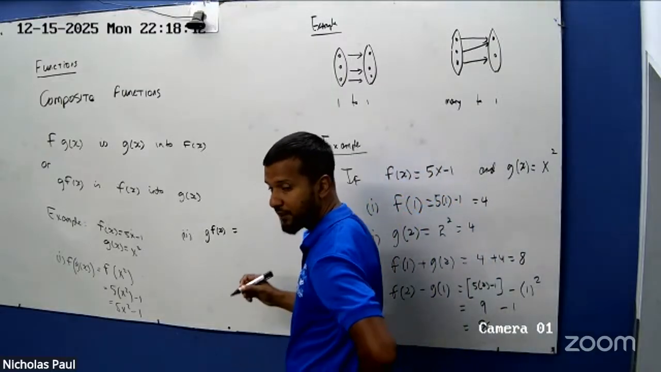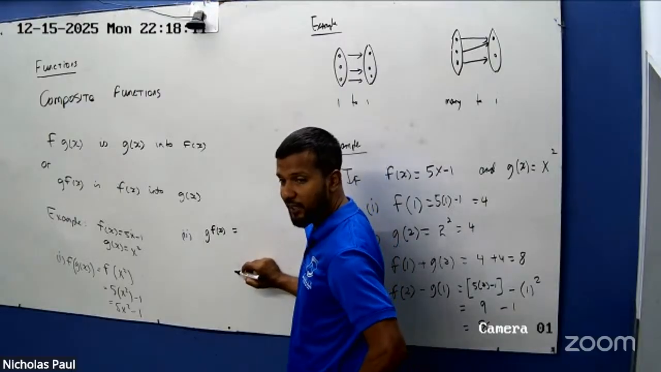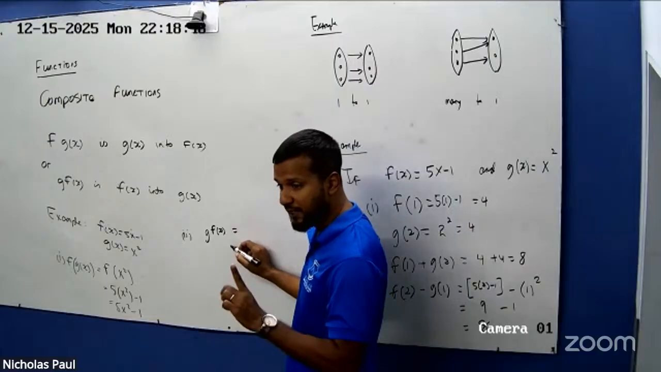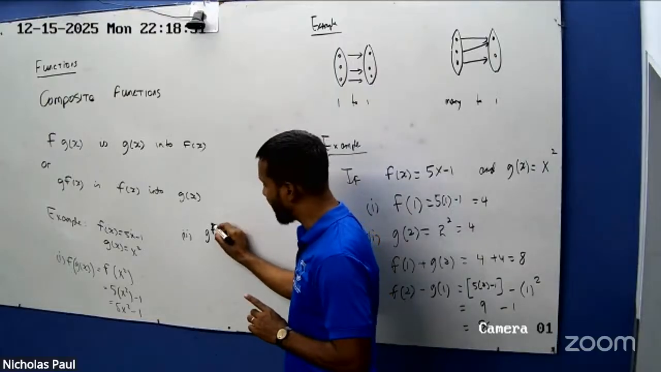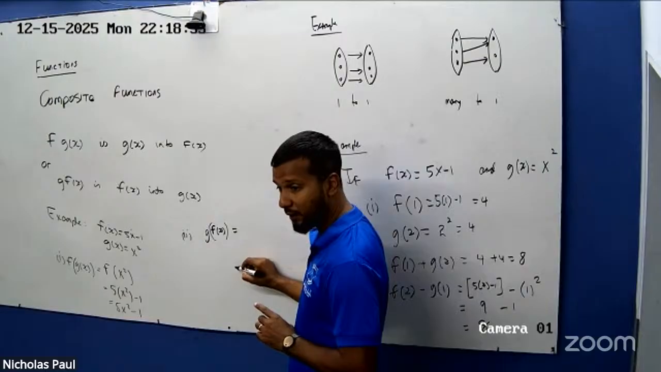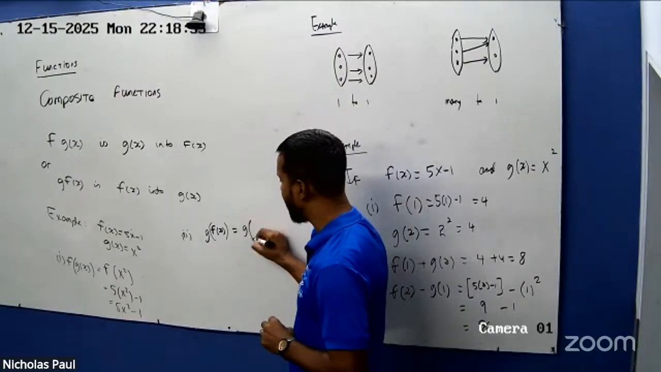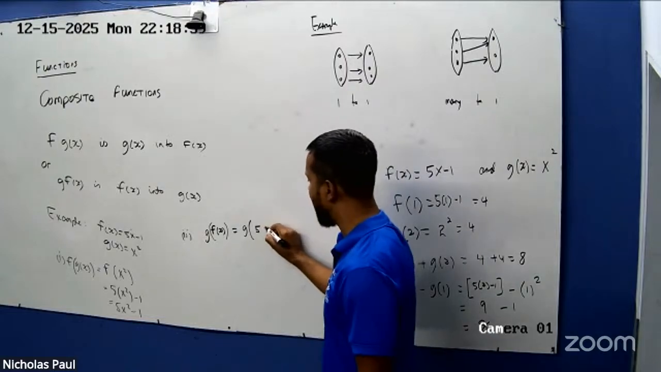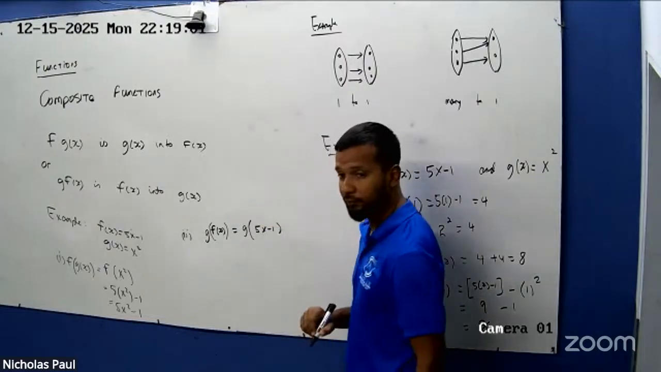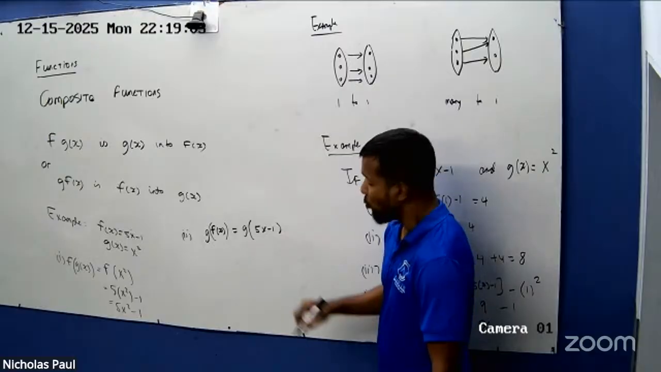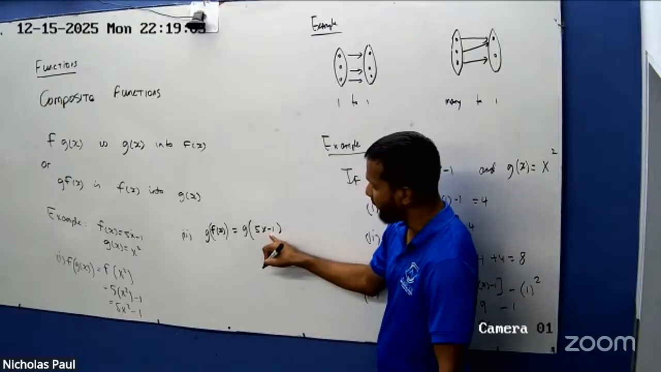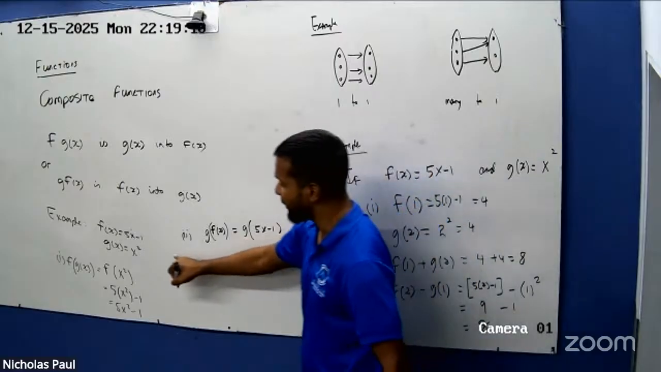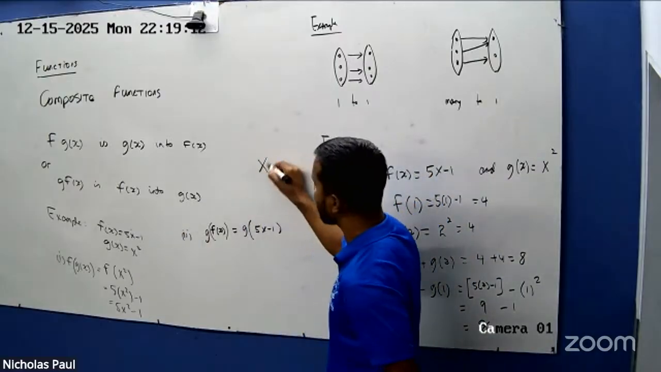Ready? So watch this here. How do we find g of f of x? What's the first step? Put the bracket around the f of x. Second step, what is f of x? f of x is 5x minus 1. That's okay? What am I doing with 5x minus 1? 5x minus 1 has to go into g. What is g? g is x squared.